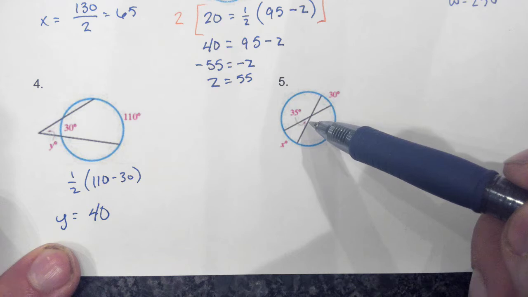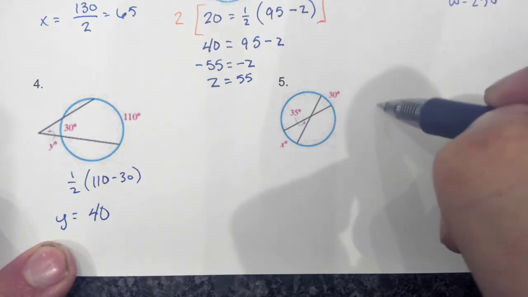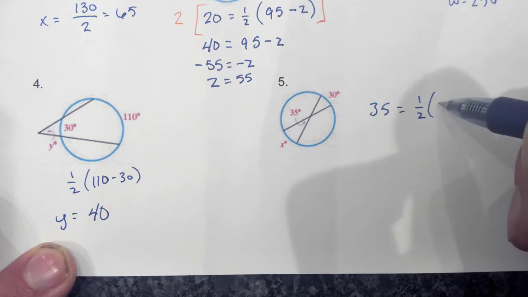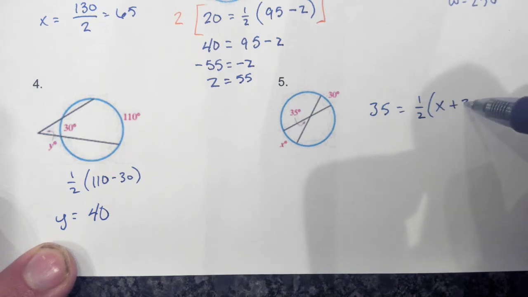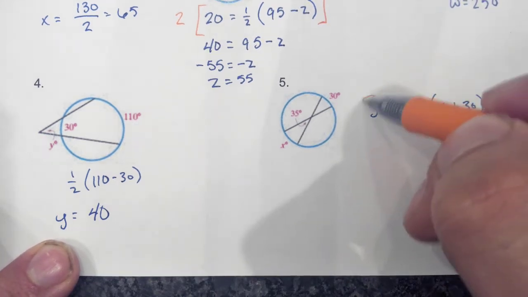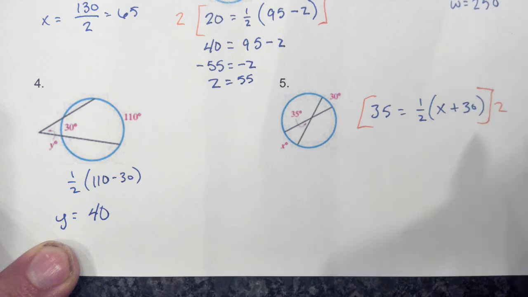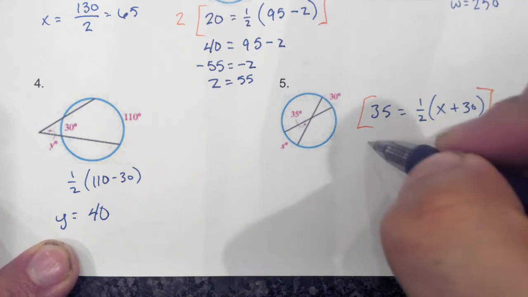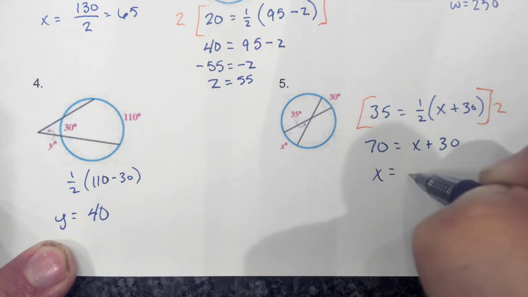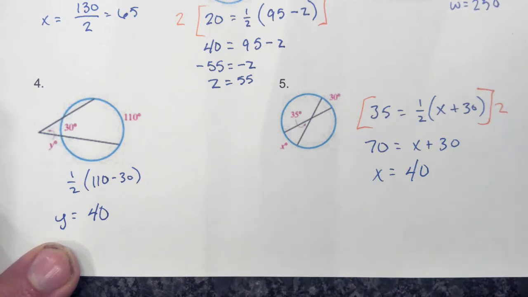Here, one more where they intersect inside of the circle. This time they do give us the angle, so we'll just plug it into the formula. The angle equals 1/2 the addition of the two arcs, x plus 30. Again, let's get rid of those fractions by multiplying by the common denominator of 2. So that gives me 70 equals x plus 30, which means that x is, of course, 40.